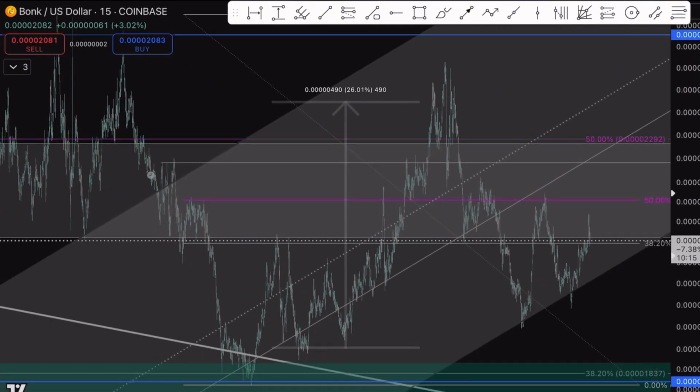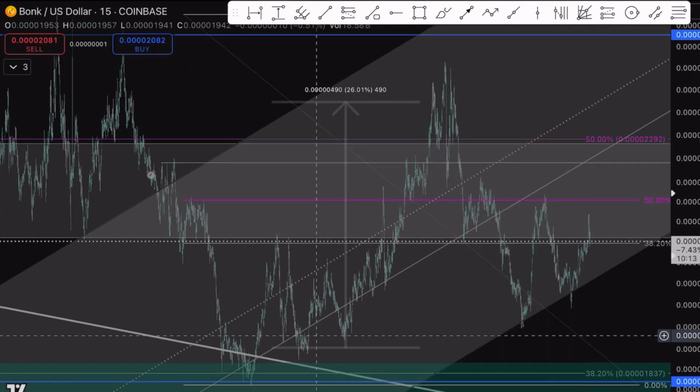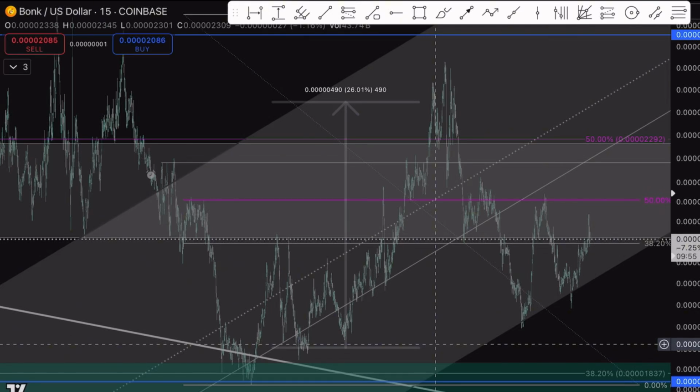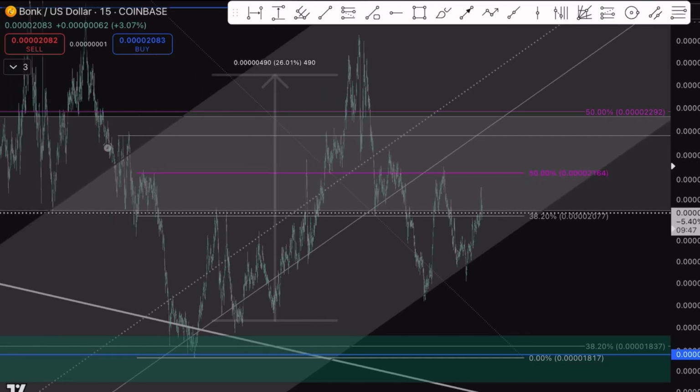So that was the trade. I was in there for a while, pretty much all week from May 19th, which is Monday, through about Thursday or Friday of last week. And for this week, I am still paying attention to BONK. Right now, it's staying up under this 50% level.